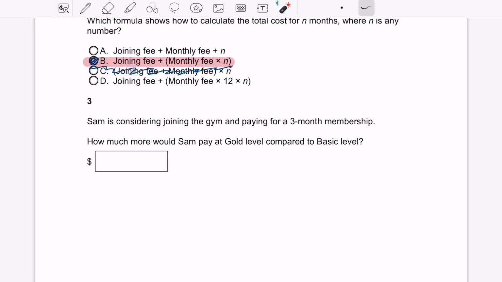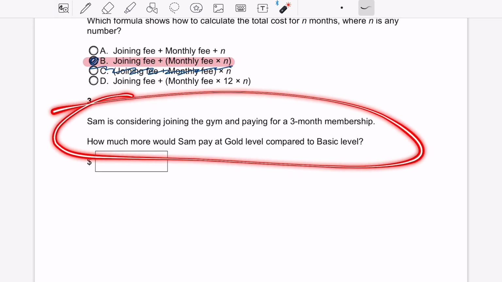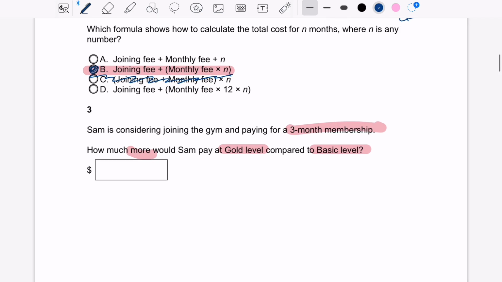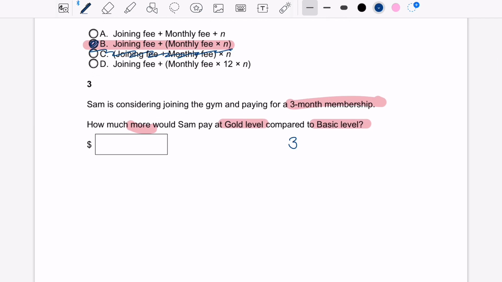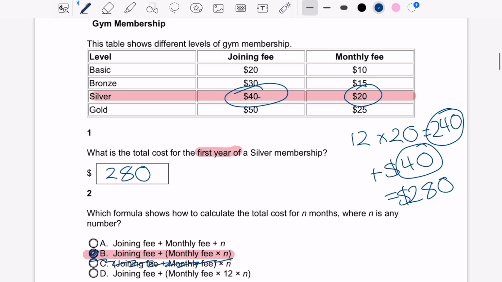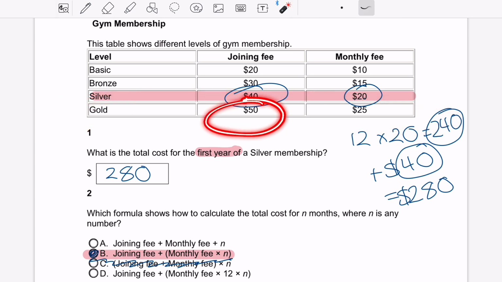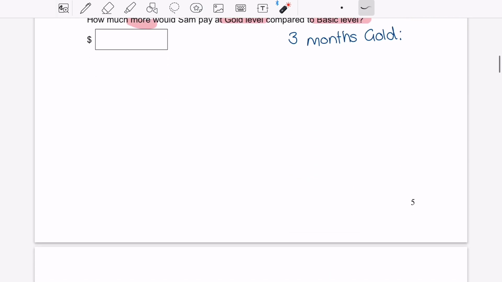Alrighty, question 3 says, Sam is considering joining the gym and paying for a 3-month membership. How much more would Sam pay at the gold level compared to the basic level? Alright, let's have a look. So, for 3 months of gold, Sam would pay, here's gold, so he's going to pay $50 and then 3 lots of the monthly.